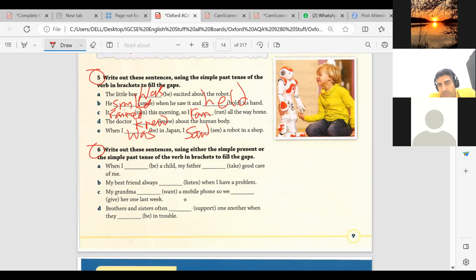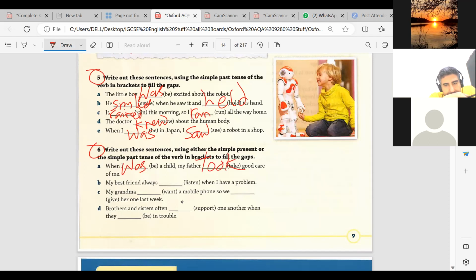Can you complete number 6, please? When I was a child, my father took. My father took. Yes. So was took. Yes. Okay. T-double-O-K.